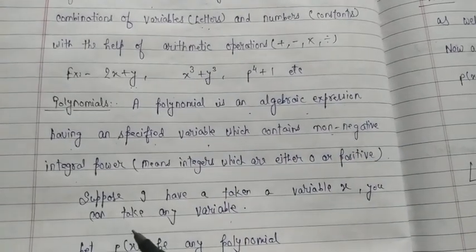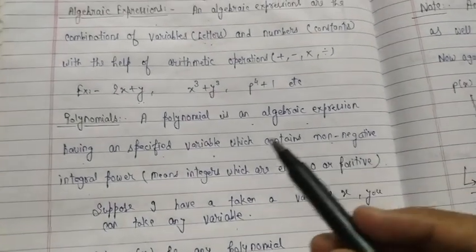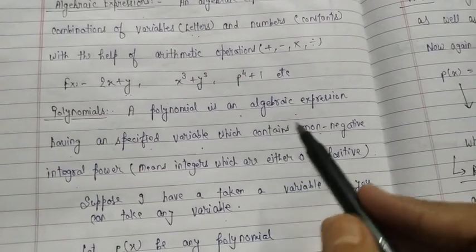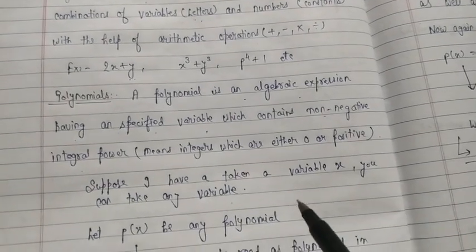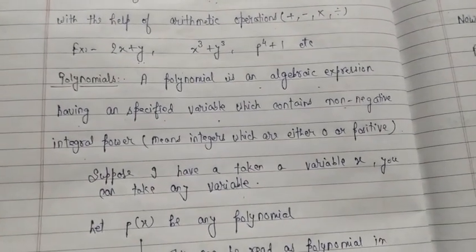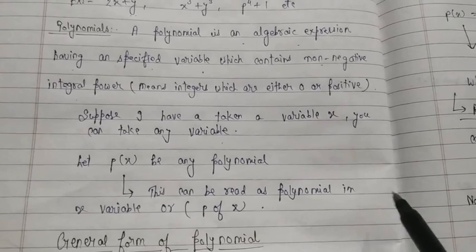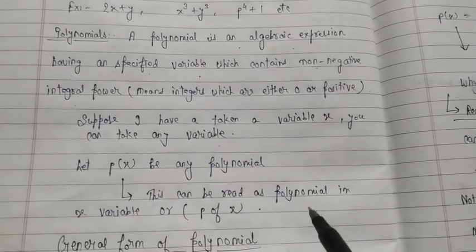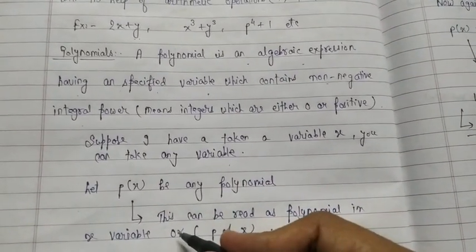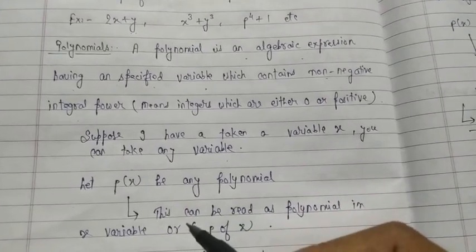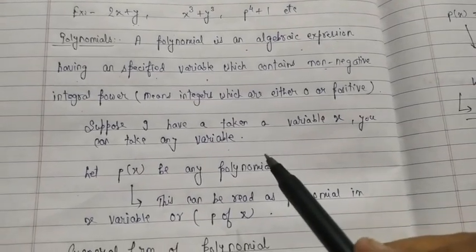Now come here, suppose I have taken a variable x. You can take any variable, I have already told you from A to Z you can take any specified variable. So here I have taken only variable x. Okay, so let p(x) be any polynomial. This can be read as polynomial in variable x or p of x. Many students have faced problems with how to read this p(x). It is very simple, just read it as polynomial in variable x or p of x.